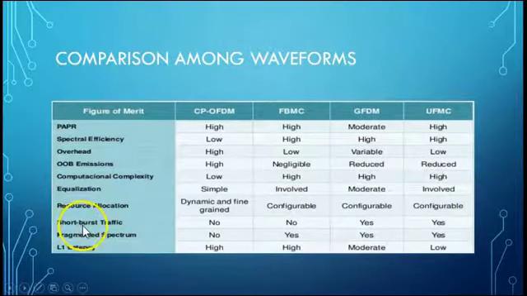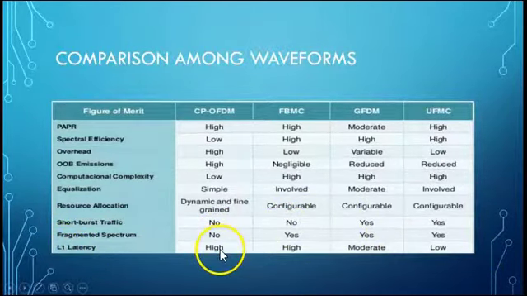One other important factor is short burst traffic, which is required for machine type communications or ultra low latency type of communication, which is not there in the CP based OFDM waveforms, and also in the case of filter bank multi-carrier waveforms, but it is there in generalized frequency division multiplexing and universally filtered multi-carrier schemes. And fragmented spectrum, in CP OFDM there is no fragmented spectrum. In all other cases there is a fragmented spectrum.